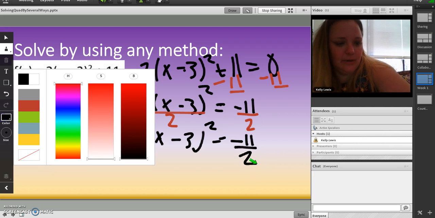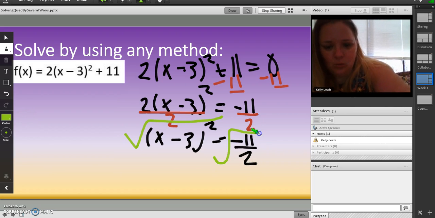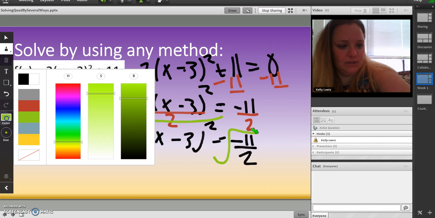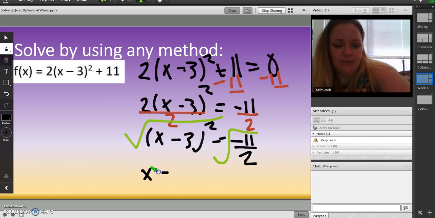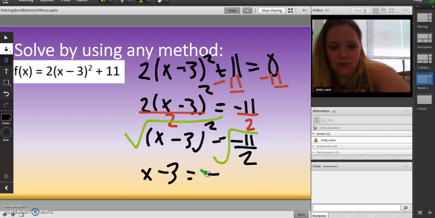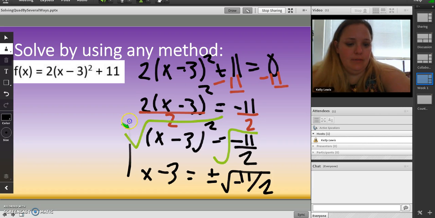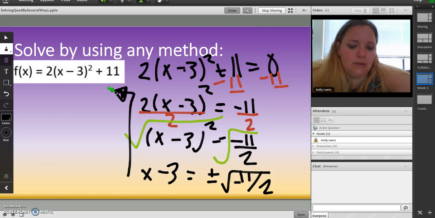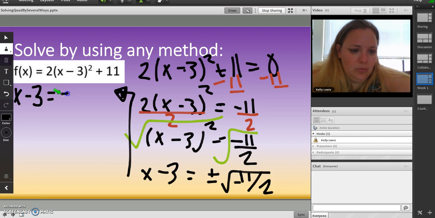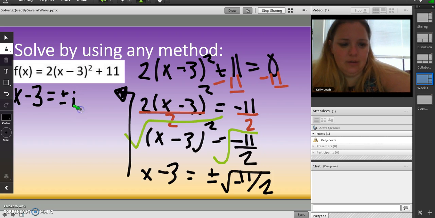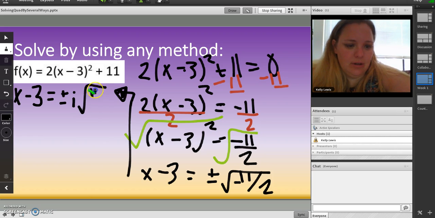We've got to get rid of that square. Why are we taking the square root? Because square and square root are inverses, like adding and subtracting, multiplying and dividing. They cancel each other out. So we have x minus 3 equals plus or minus the square root of negative 11 over 2. I should have started on the other side, sorry, I'm not neat. So x minus 3 equals plus or minus, and there's that negative, so I'm going to pull it out as an i, and then I have the square root of 11 over 2.